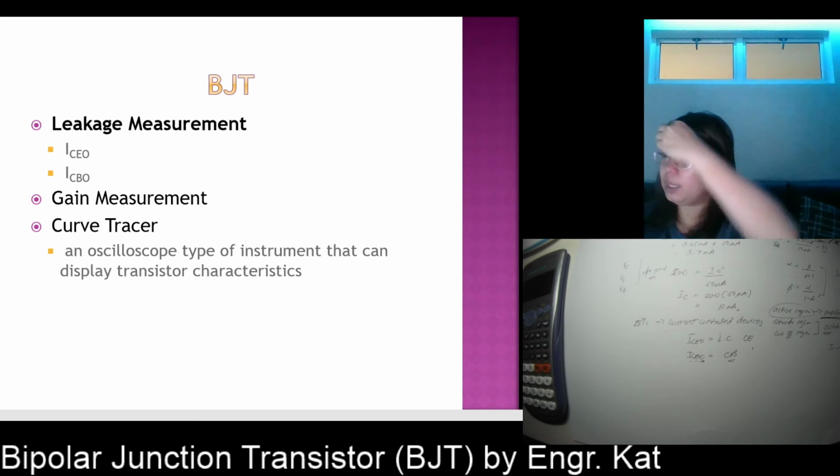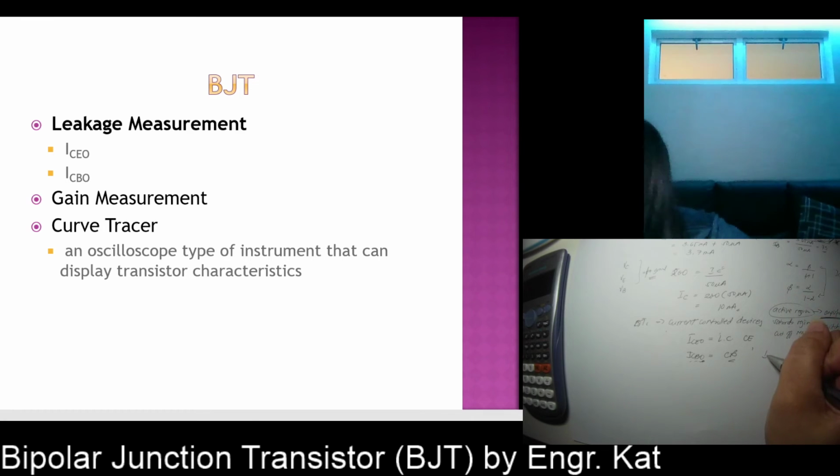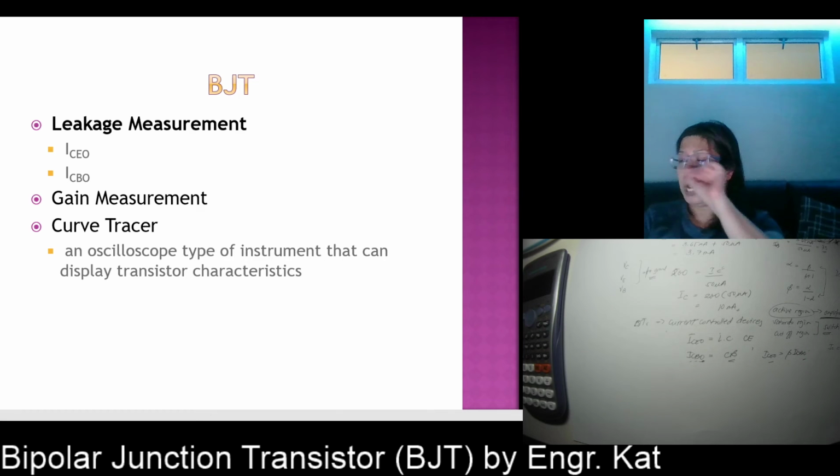Okay, so what is the relationship between the two? ICEO is beta multiplied by ICBO. So usually ICEO is greater than your ICBO.